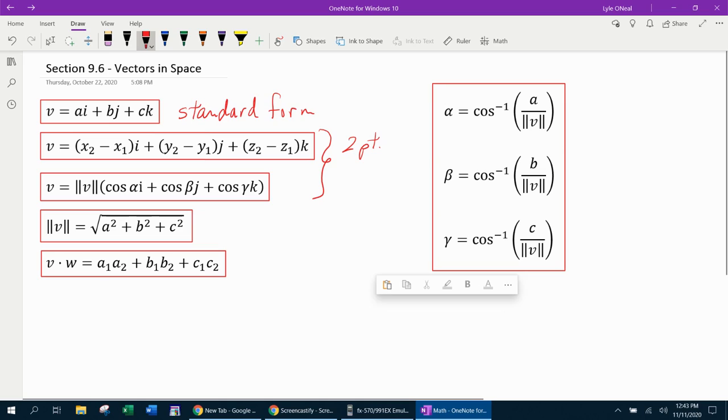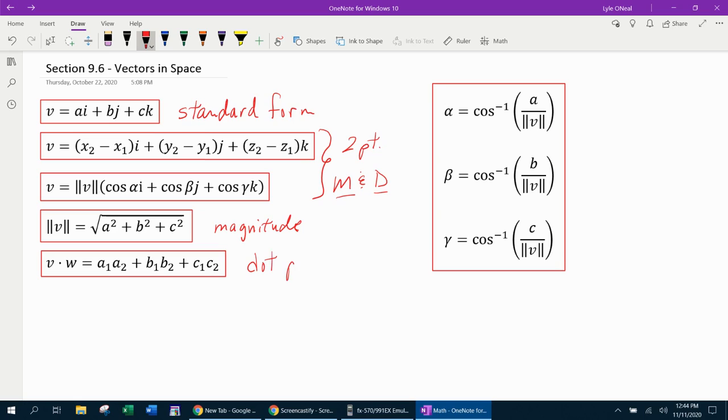And the other formula is the M and D formula, which means you would have to be given the magnitude and the direction angles. The next formula is for finding the magnitude of a three-dimensional vector. And last, we have the formula for the dot product.